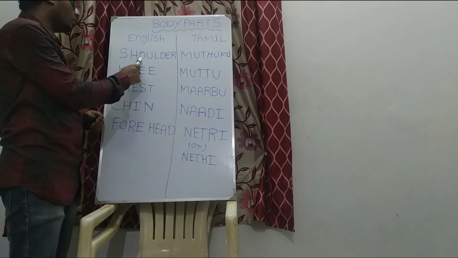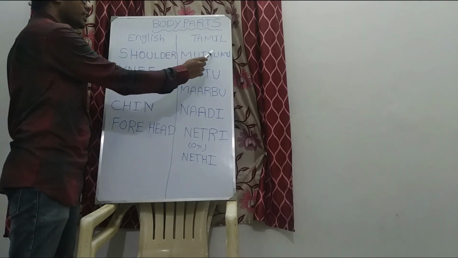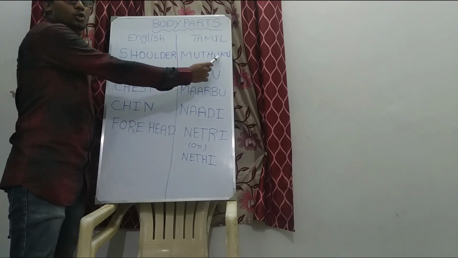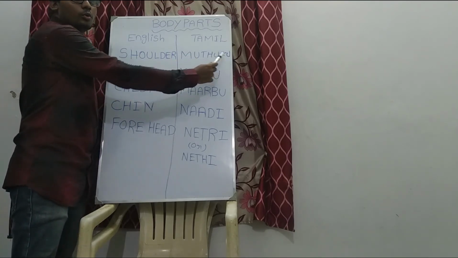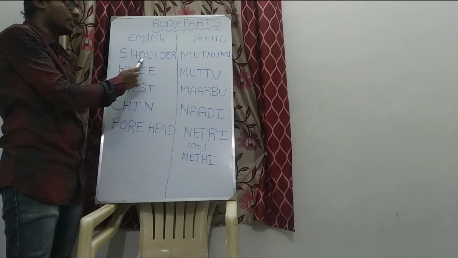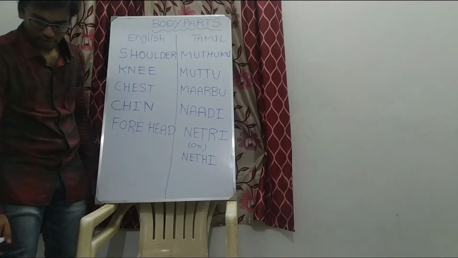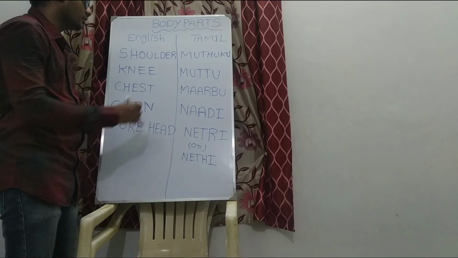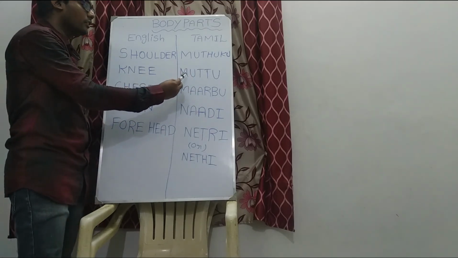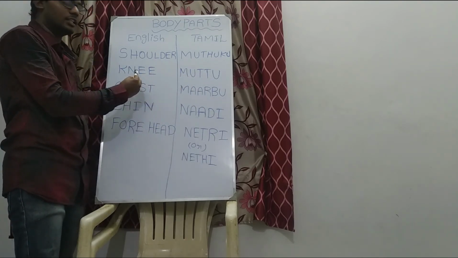Let's look at some more examples of our body parts. Let's start with the shoulder. The shoulder will be pronounced as M-U-T-H-U-K-U, Muduhu. So Muduhu means shoulder in Tamil. In the same way, the knee, which is in our legs, is M-U-T-T-U, Muttu. So this Muttu means knee in Tamil.